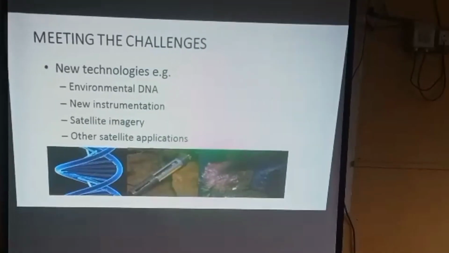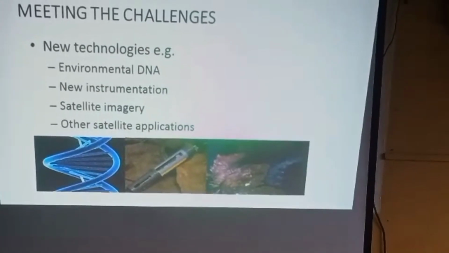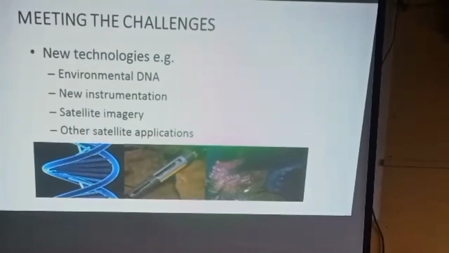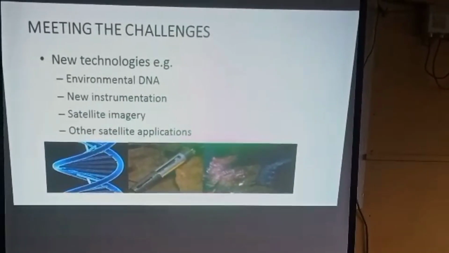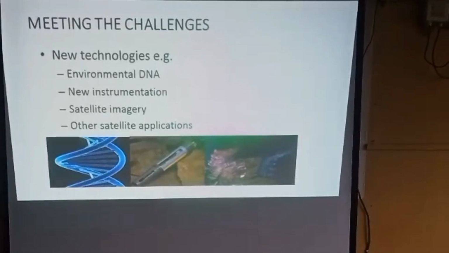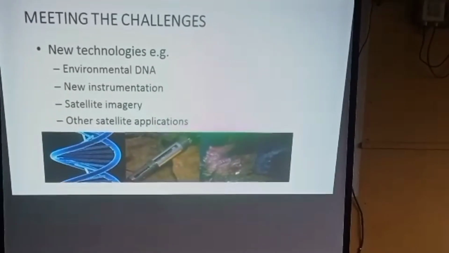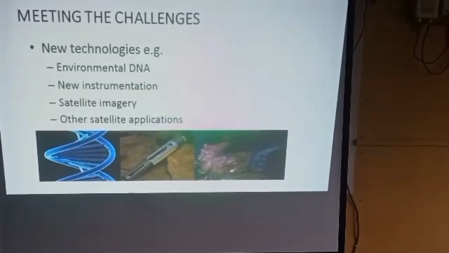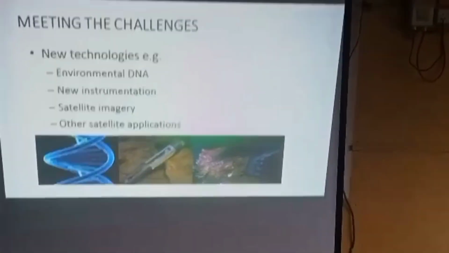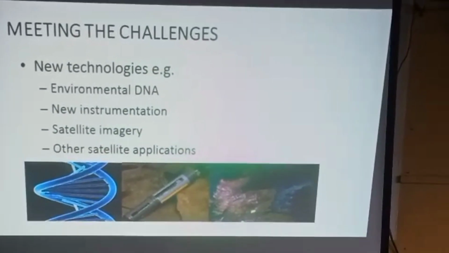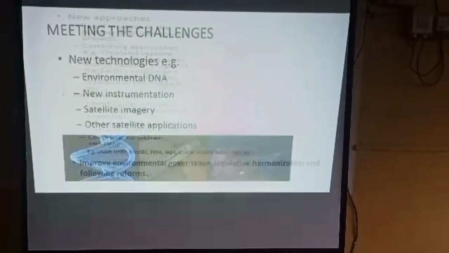Then, how do we meet this challenge? What do we do to overcome or circumvent these challenges? The first one is new technology. Newer, advanced, and sophisticated technologies are evolving day by day, and they involve environmental DNA, or what we call metagenomic DNA. We have new instrumentation, a lot of new instruments being designed. Satellite imagery, using satellites to check images of the environment and the site. Other satellite applications are also evolving.